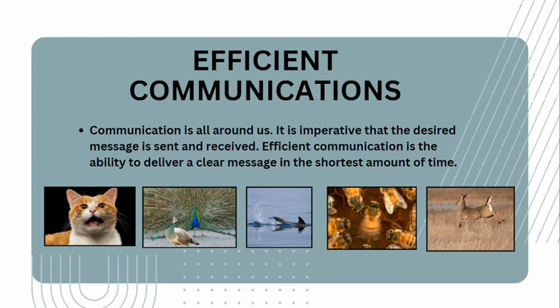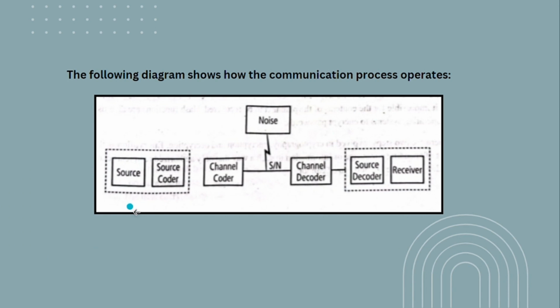So we have the diagram that shows how the communication process operates. Siyempre, meron tayong source kung saan nanggagaling yung message. Source coder, channel coder, kung anong gamit yung pinatransmit niya ng code. Tapos yung decoder, kung paano din na-receive.